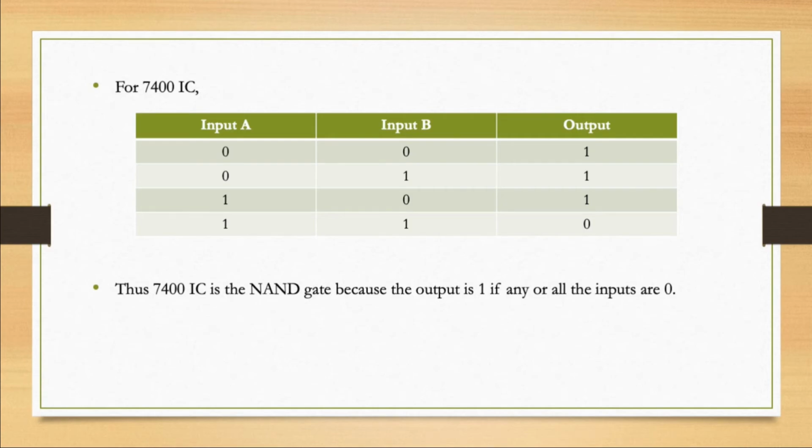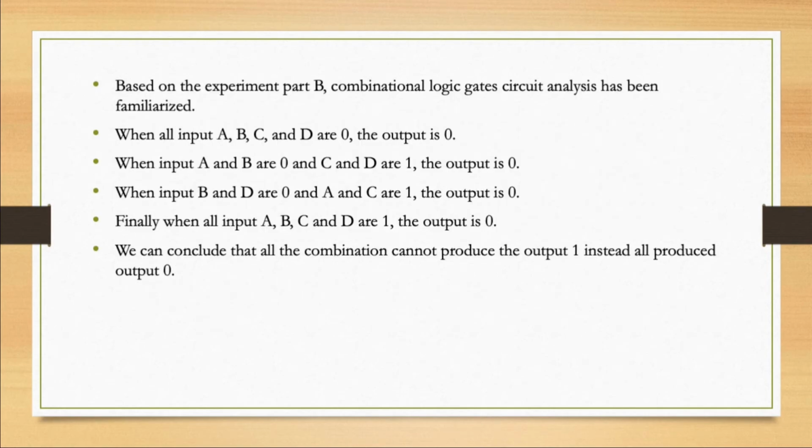Based on the truth table, 7400 IC is the NAND gate because the output is 1 if any or all the inputs are 0. Based on the experiment part B, combinational logic gate circuit analysis has been familiarized.